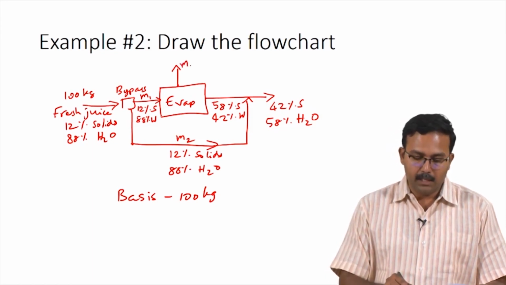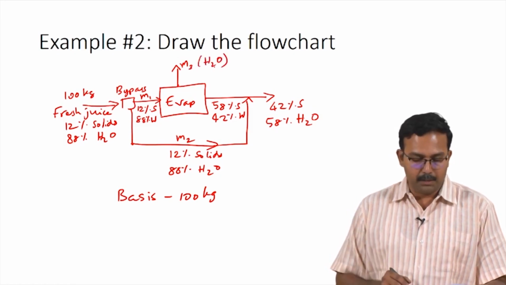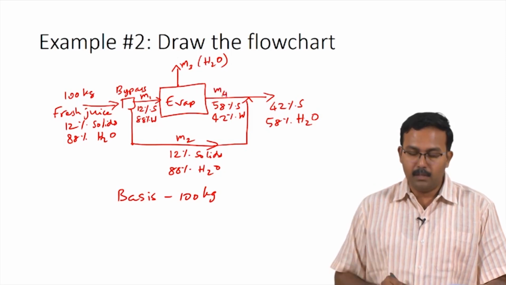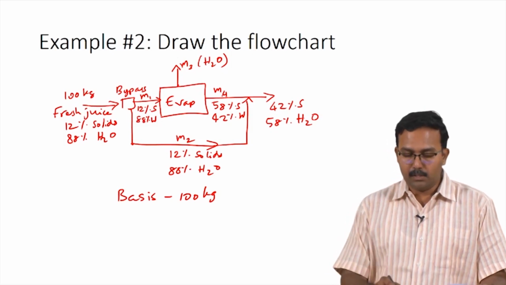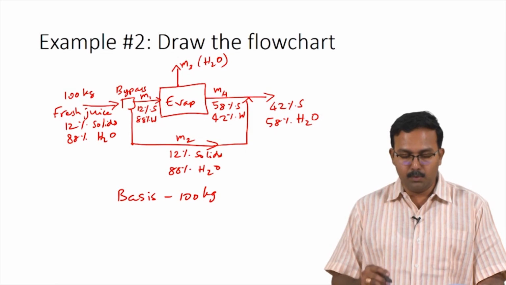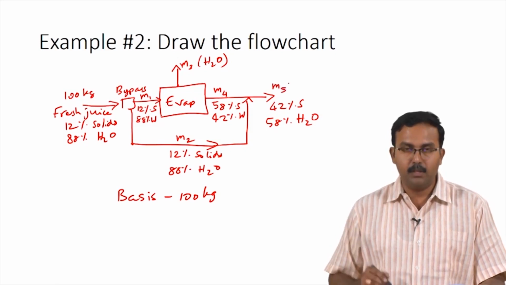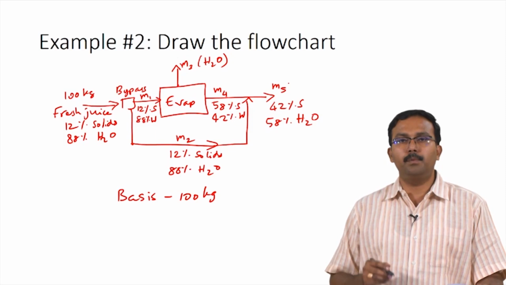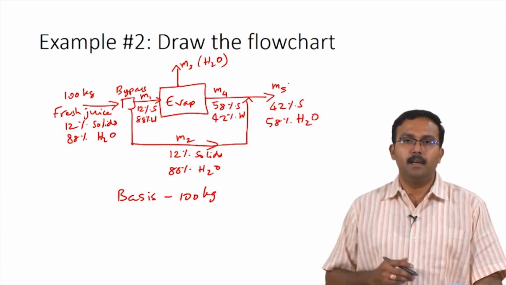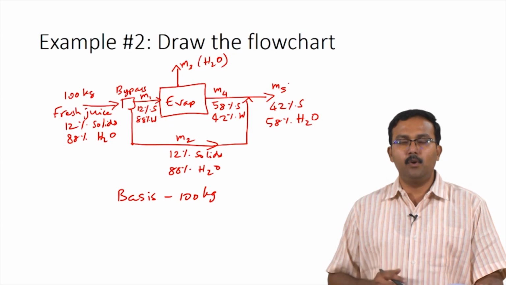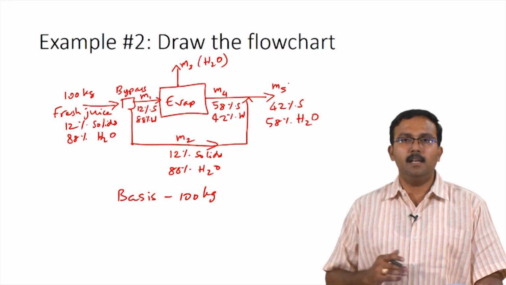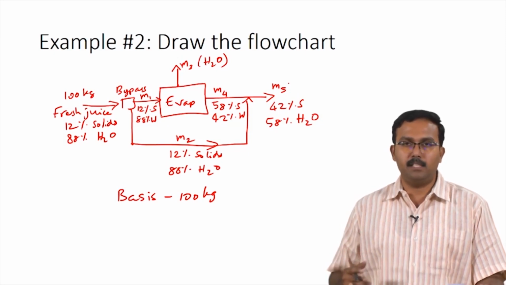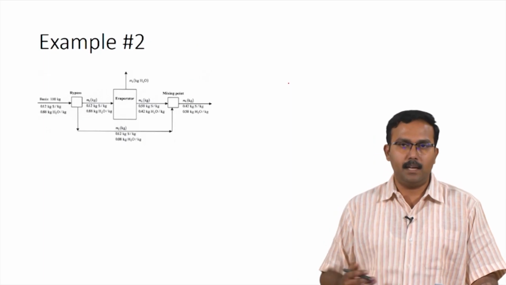You have m3 kilograms of water which is leaving the system as the evaporated water vapor and you have m4 kilograms of concentrated juice which is leaving the evaporator. This concentrated juice m4 is mixed with m2 to produce m5 kilograms of your final product which is the 42% solids containing juice. Now, this gives us the flow chart describing the entire process that has been given to us in the problem. With this flow chart, let us try to solve for the parameters that have been asked for. As I had already mentioned, the basis is 100 kilograms.